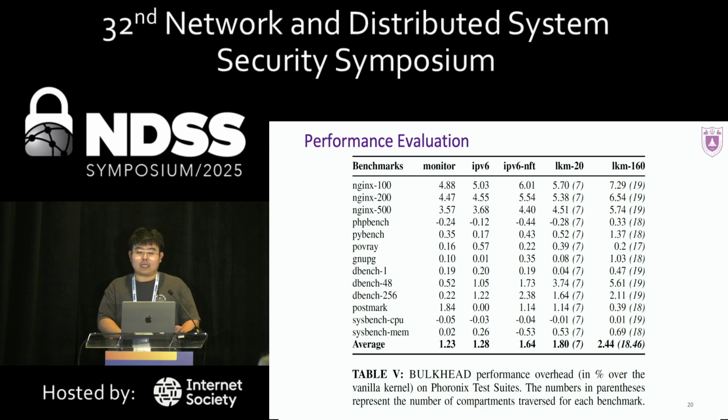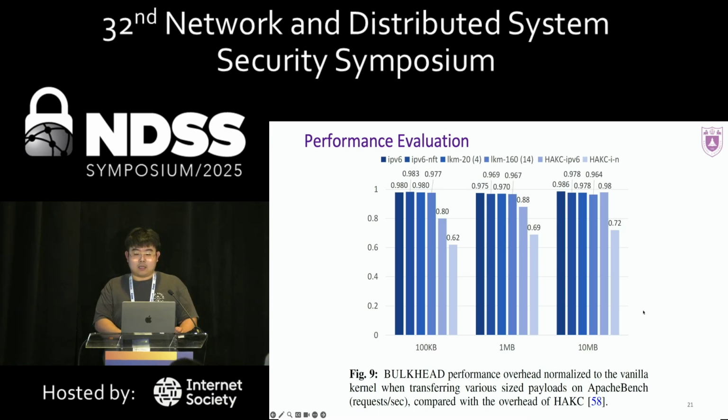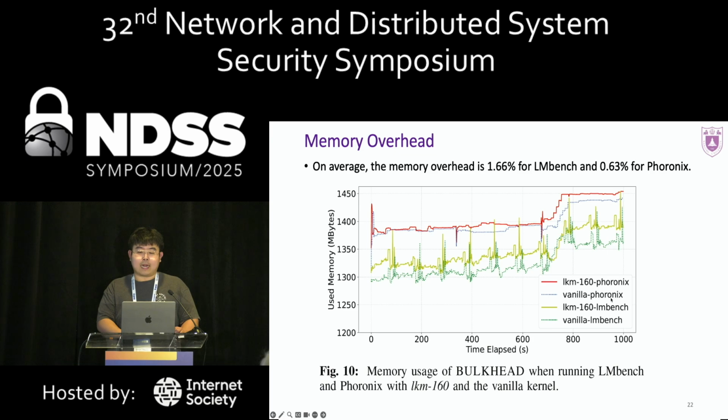For the Phoronix test suite, BULKHEAD incurs an average performance overhead of 2.44% for real-world applications with 160 compartmentalized LKMs. While focusing on the specific compartment, Apache Bench tests on IPv6 show an overhead of about 2%, much better than the SOTA HAC-C. The memory overhead is 1.66% for LMBench and 0.63% for Phoronix, which is negligible for modern systems.